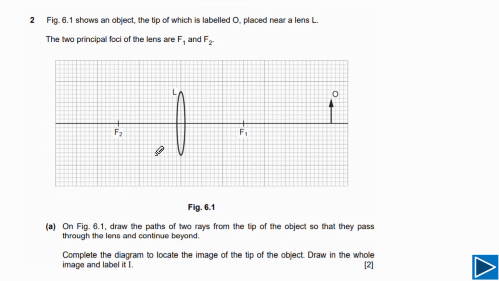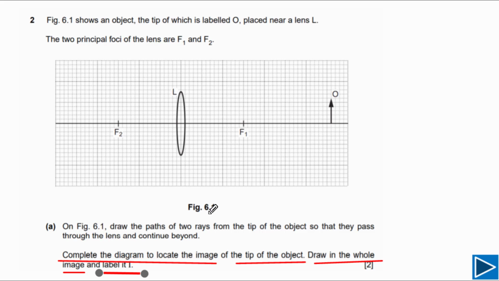This question is about refraction. You can see one convex lens, or you can say converging lens, is placed here, and its two principal foci f1 and f2 are also labeled here. The object is placed at this point. This is our object. We need to complete the diagram to locate the image of the tip of the object. Draw in the whole image, which means we need to draw the whole image, and we need to use letter I to label the image. This is a very straightforward question.